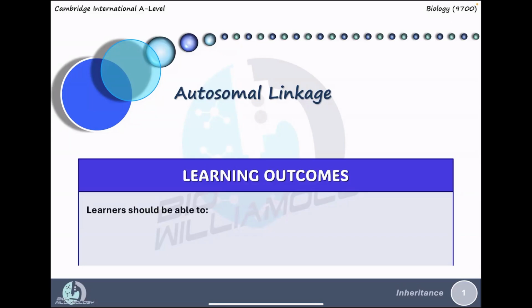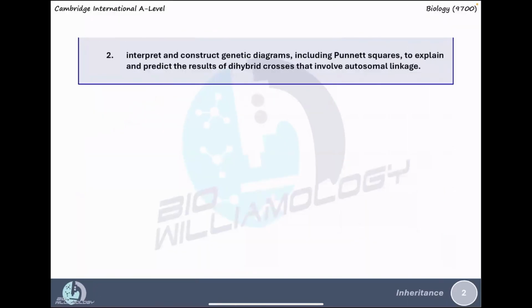In this lesson, we will explore autosomal linkage. At the end of this lesson, you will be able to explain the term linkage and interpret and construct genetic diagrams, including Punnett squares, to explain and predict the results of dihybrid crosses that involve autosomal linkage. Let's get started.